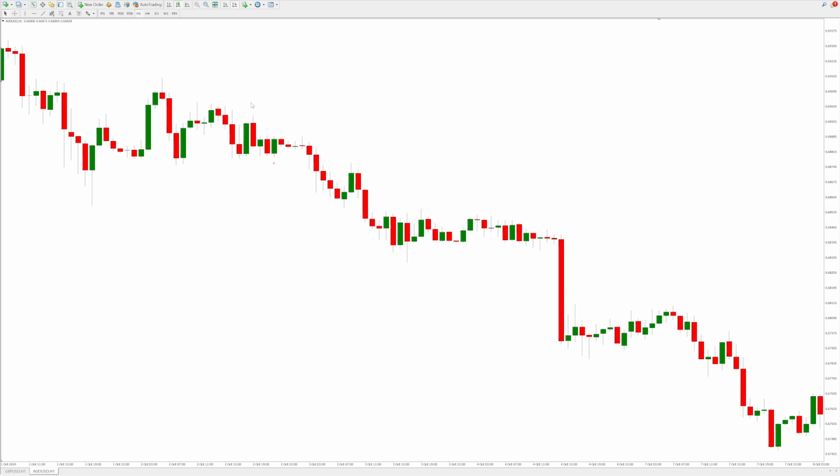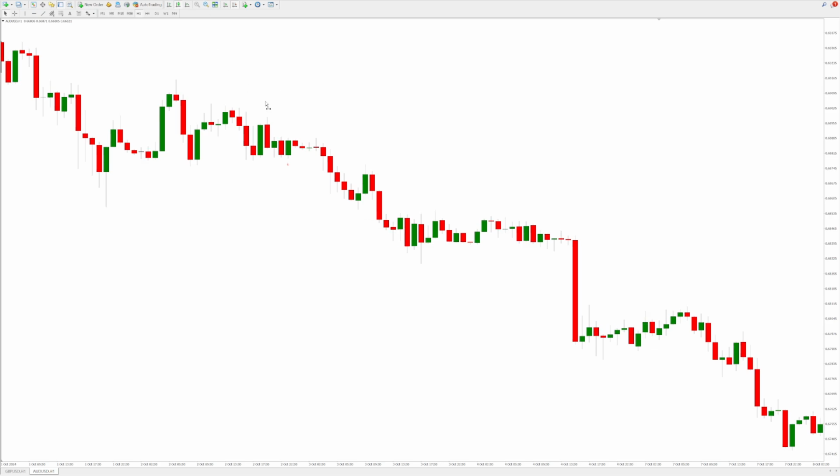I'm looking at the 1 hour Australian dollar, US dollar chart here. I prefer the 1 hour, 4 hour, daily charts simply because they contain more price data, and therefore I find candlestick patterns to be more reliable, as well as technical indicators and price action analysis for that matter.